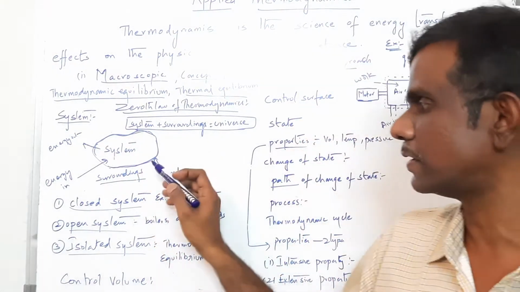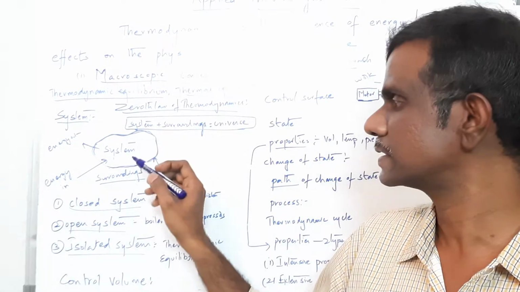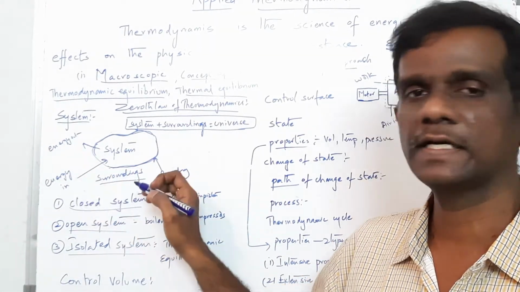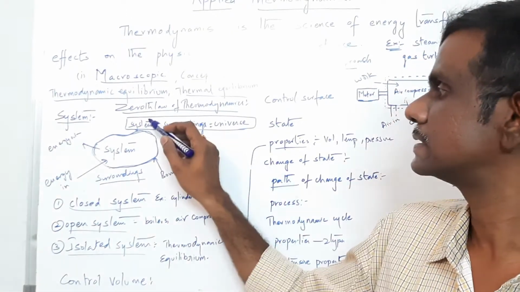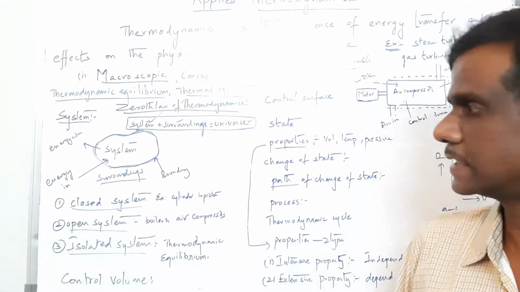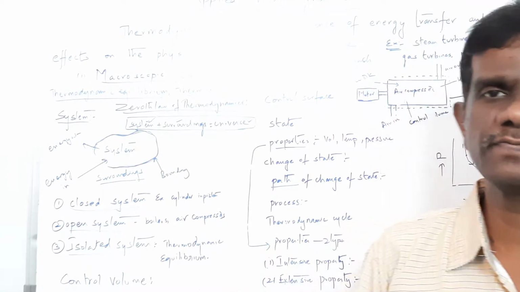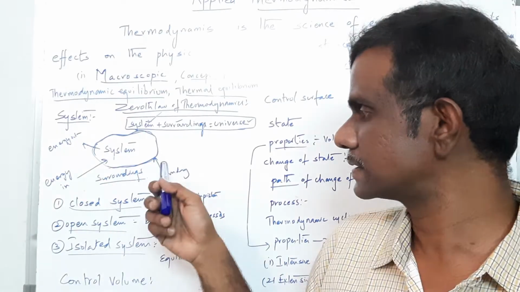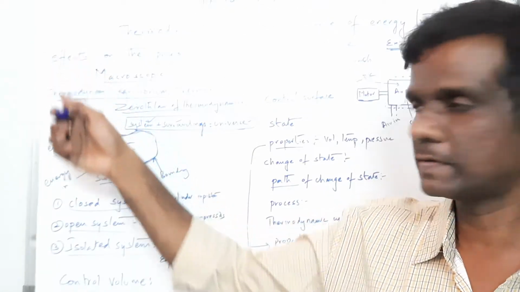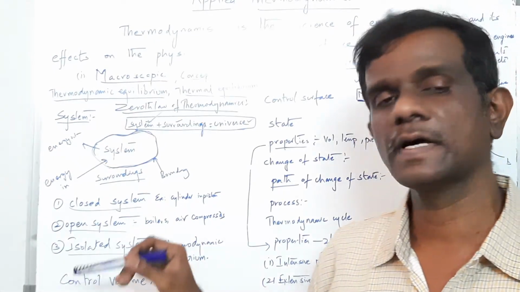The system is surrounded by a boundary. Apart from the system, this outer area is called surroundings. So system plus surroundings together comprise the universe. Even NASA declared the universe is infinite. So coming to our systems: closed system, open system, isolated system.